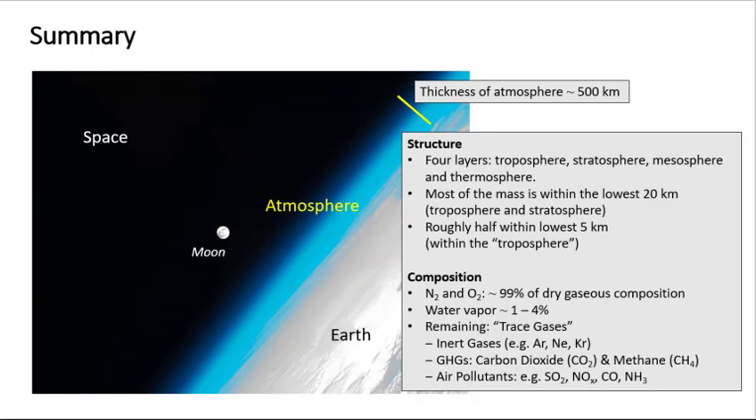Concerning composition, around 99% of the dry atmosphere is nitrogen and oxygen, with water vapor comprising between 1 and 4% if included. The remaining 1% is a mixture of trace gases. These can be subdivided to several inert gases, greenhouse gases, the most important of which are carbon dioxide and methane, and several air pollutants that will be the focus of the course in later lectures.